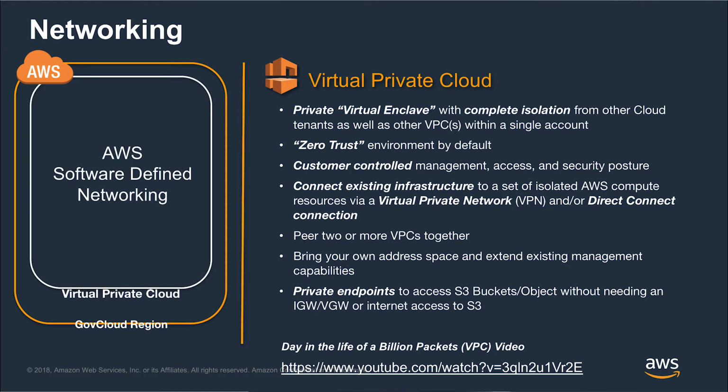So within the GovCloud region, you have the virtual private cloud environment, which stands up with the AWS software-defined networking. And from there, you're going to go ahead and deploy resources and workloads. There's a great video called A Day in the Life of a Billion Packets, which talks through how VPC is created and how that flow works. The link's here and below, and hopefully you're able to take the time and watch that.